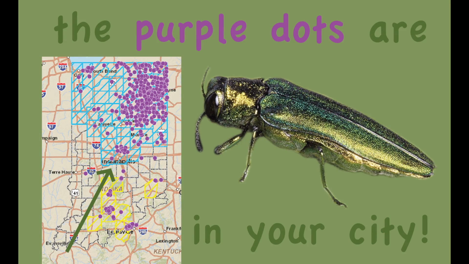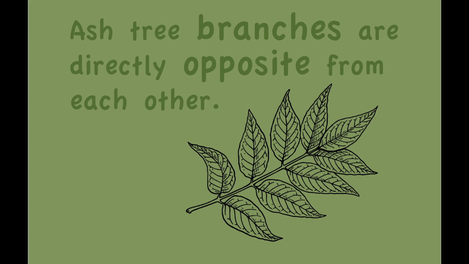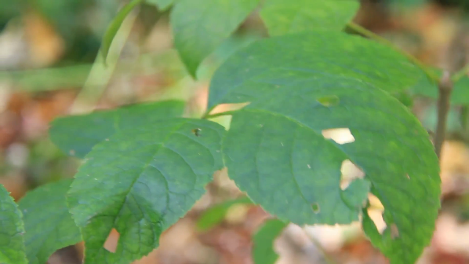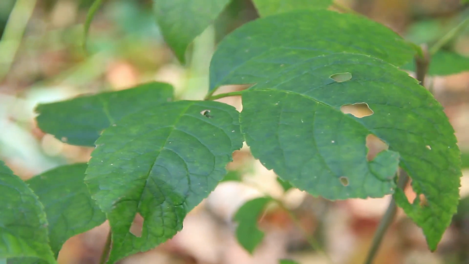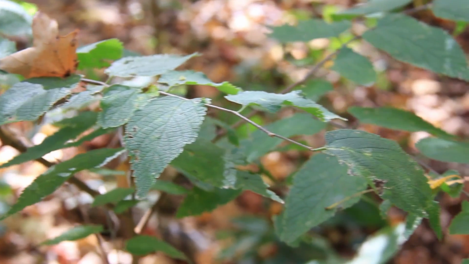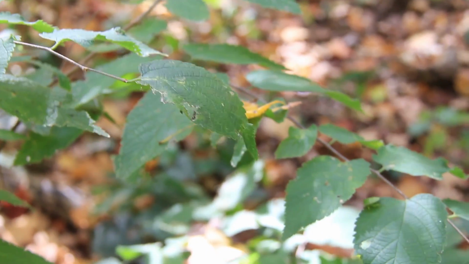But would you know how to spot an ash tree? Here's how to know which trees are ash trees. Ash trees will have branches that are directly opposite from each other. Basically, each limb and leaf has an opposite directly across from it. And speaking of leaves, ash trees have compound leaves.